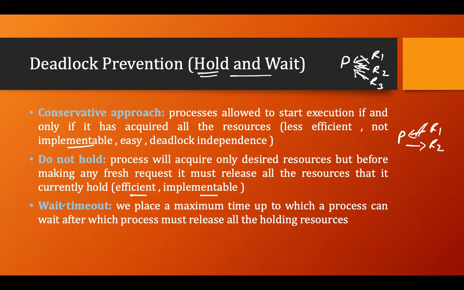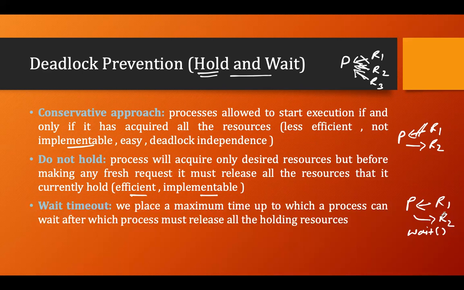Now the next method for deadlock prevention, which violates hold and wait, is called wait timeout. We place a maximum time for which a process can wait, after which the process must release all the resources it is holding. Let's say a process is holding resource R1 and now it is requesting R2, and it will wait until it gets that particular resource. Now that waiting time should be limited. Let's say it waits 5 seconds, 6 seconds, not more than that. So if we define the waiting time for a process to acquire a resource, then this is called wait timeout.